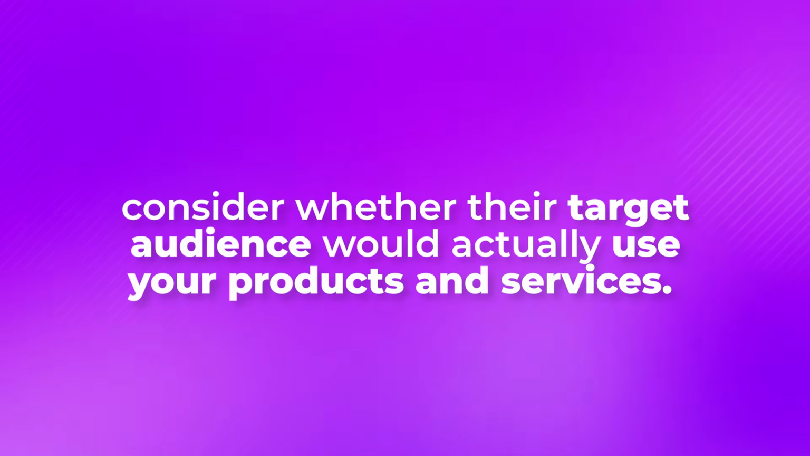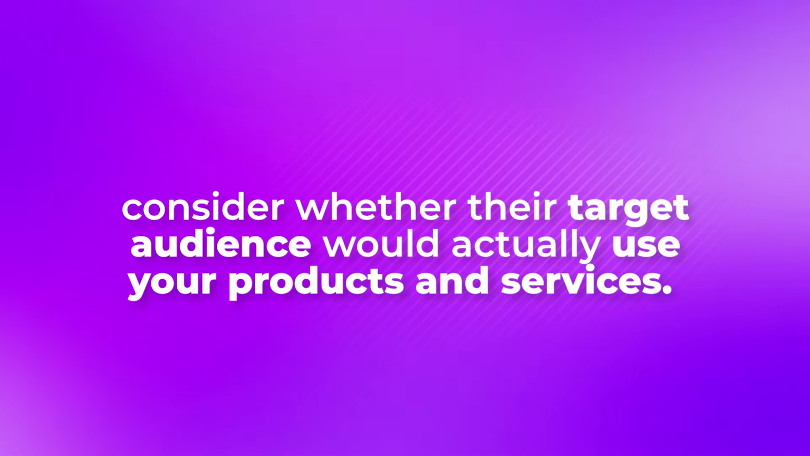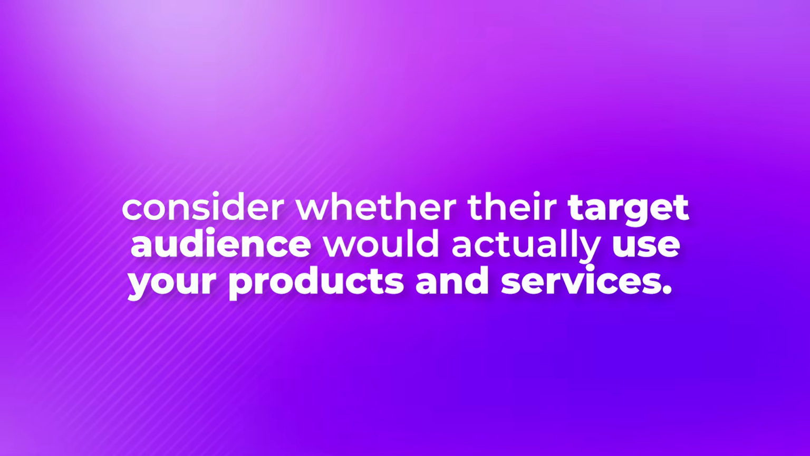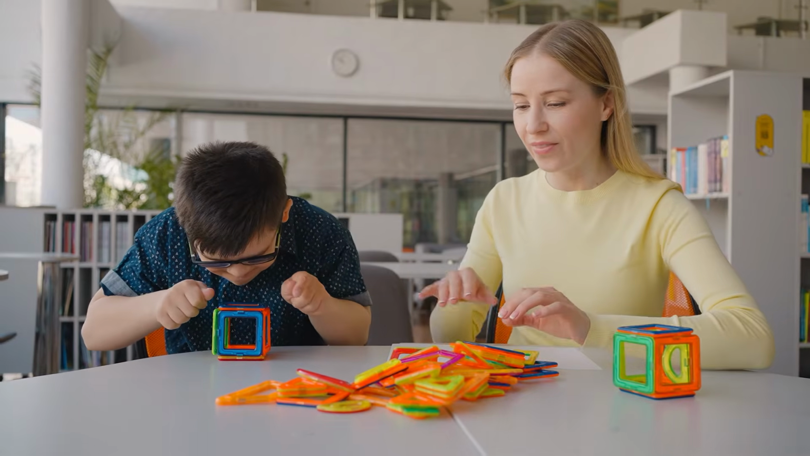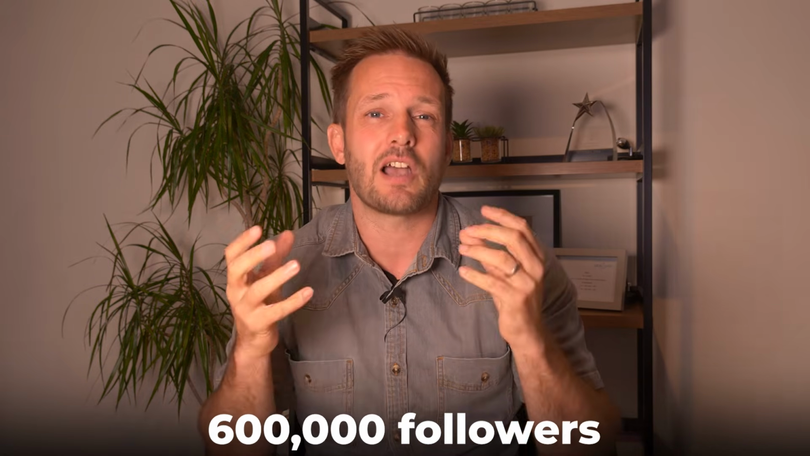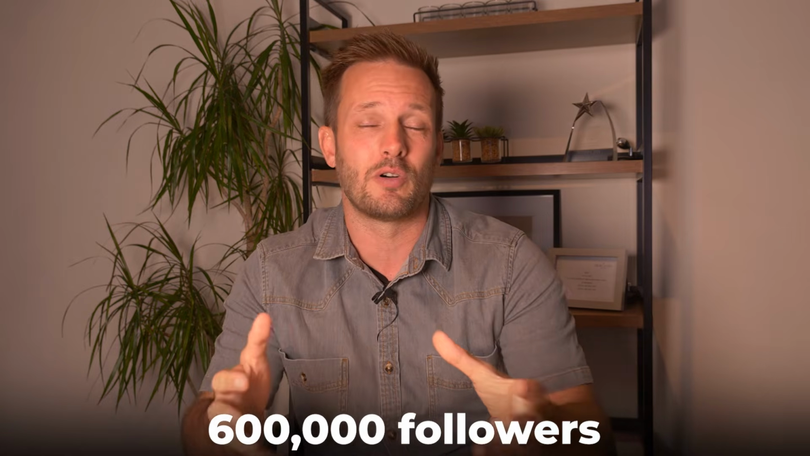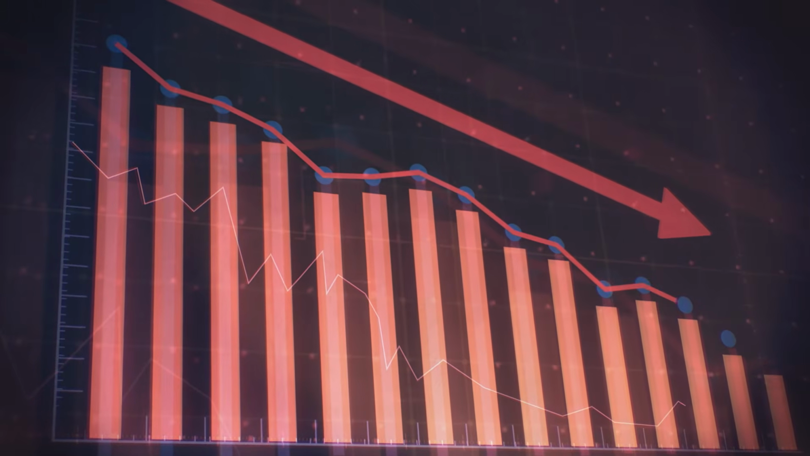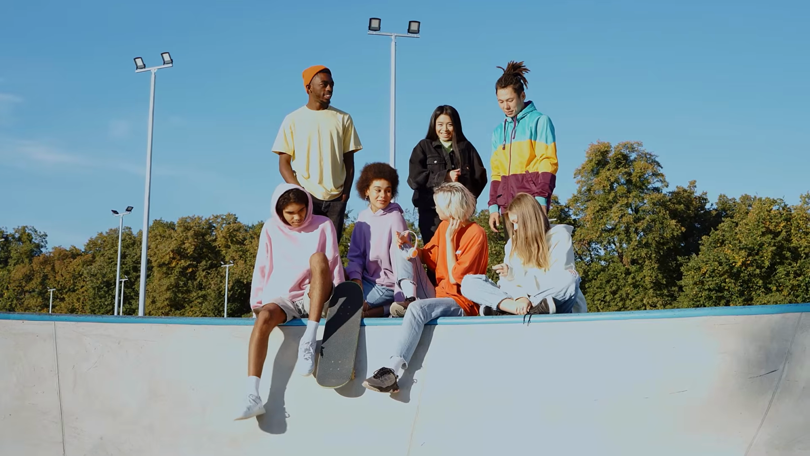The way to do this is to consider whether their target audience would actually use your products and services. So we had a client selling educational products for children in the UK, and they had an influencer deal with 2 young adults from a reality TV program in the UK. These influencers had 600,000 followers, so naturally they thought it would be a great partnership, but the ads bombed hard. And the reason for that was these 600,000 people were mostly teenagers and mostly didn't have children yet. So they were running ads from the client's account and the business's account, targeting 600,000 people who were not going to be in a position to buy their products.